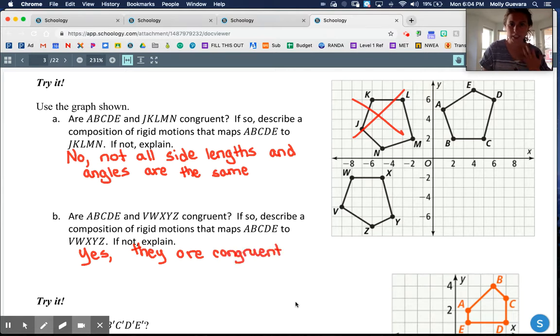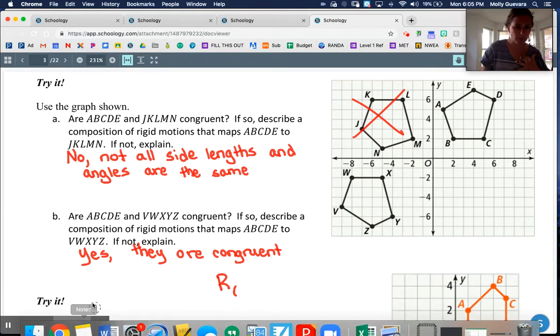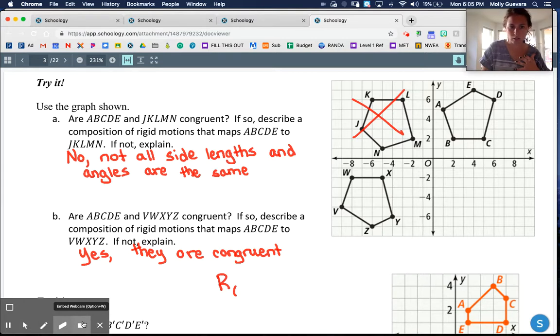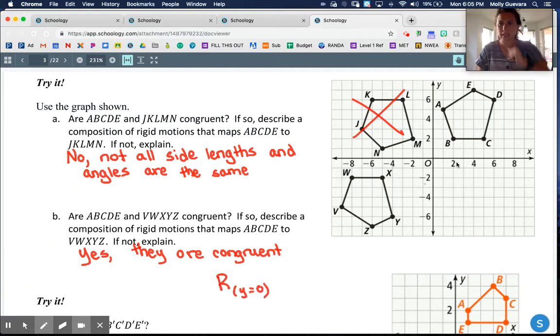Since they are congruent, I need to describe the composition. How do I go from here to here? The first thing that I see is that this is flipped. My short side, I want it down here on the bottom. So I think I can reflect this over the line, y equals 0, which is that horizontal line, the x-axis.